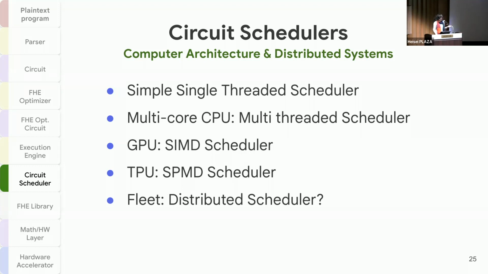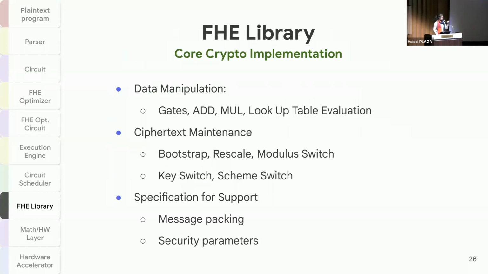So now we have a scheduler. All the scheduler is doing is making calls to the FHE library, which is the core crypto implementation. The core crypto implementation at this point is an API that exposes data manipulation instructions, which are the instructions that you perform on your plain text. It also does ciphertext maintenance operations, which is doing this noise management. And then there's some specifications for support. So that's all the FHE library part is doing.